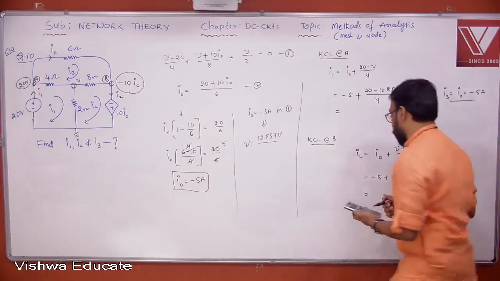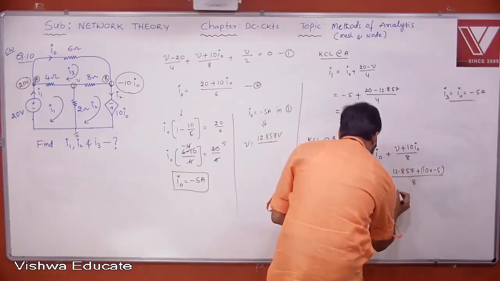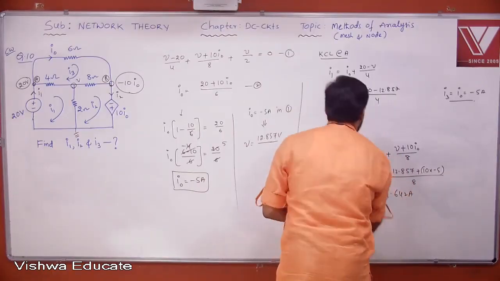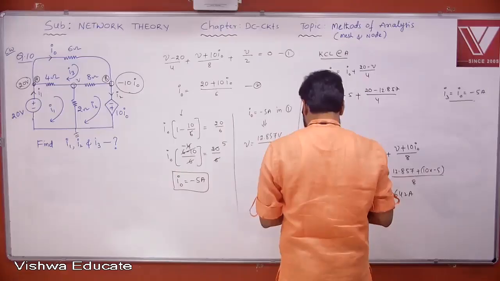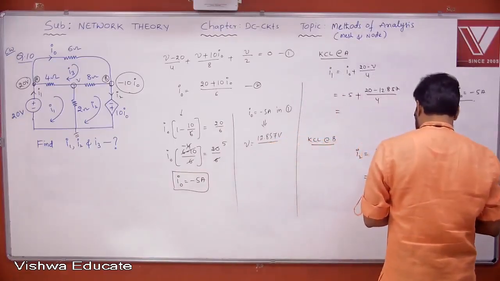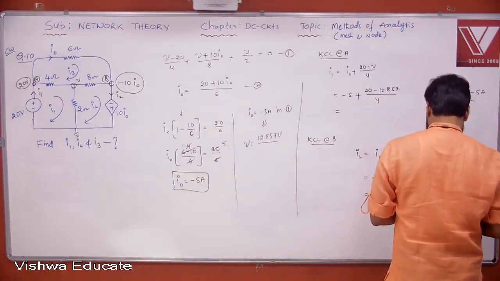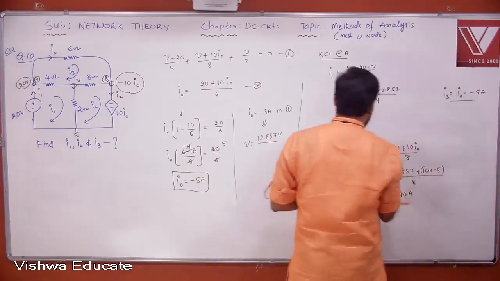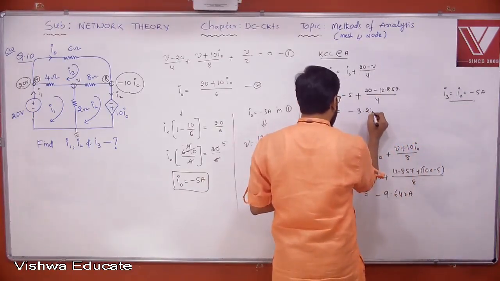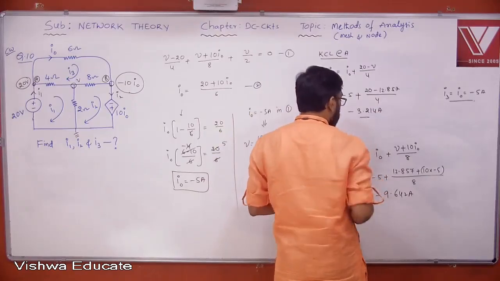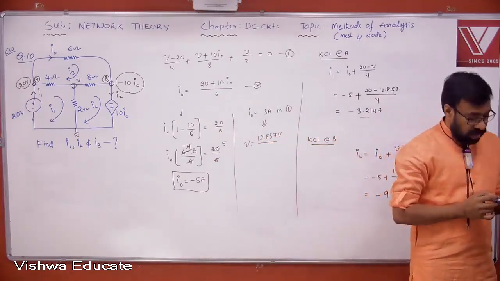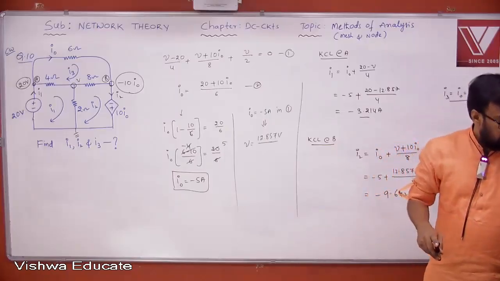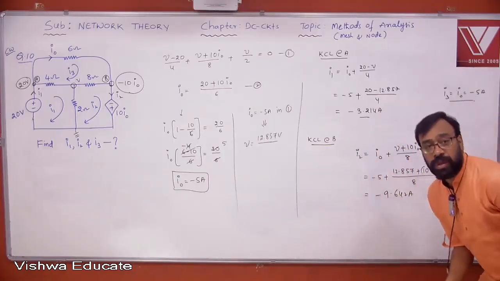This is going to be minus 9.642 ampere, and this is going to be minus 3.214 ampere. Okay, so please check the answers once again. You can also calculate, you can go with all these calculations.